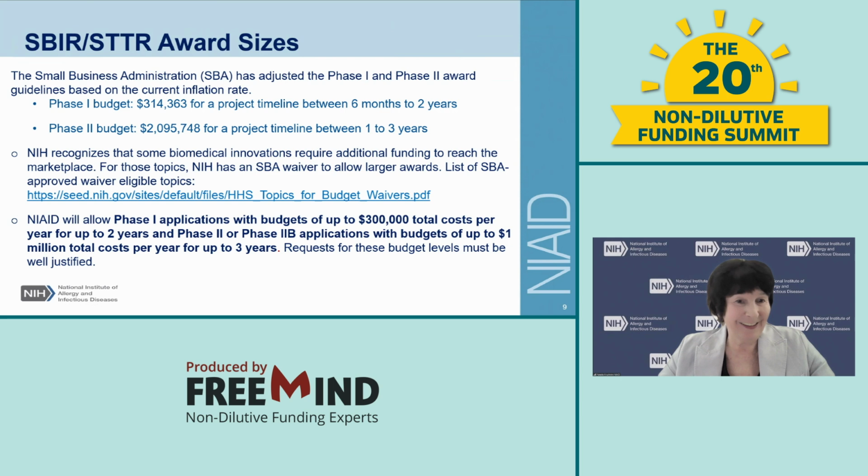In the case of NIAID, we will pay for Phase 1 applications $300,000 per year, total cost, up to 2 years. It means for Phase 1, you can actually get $600,000. For Phase 2, we can pay a budget of $1 million total cost per year, up to 3 years. You don't need additional approvals to get this higher budget, but I highly recommend that you be sure that your higher budget request matches the science in your application. Therefore, requests for these budget levels must be well justified in the budget section of your application.